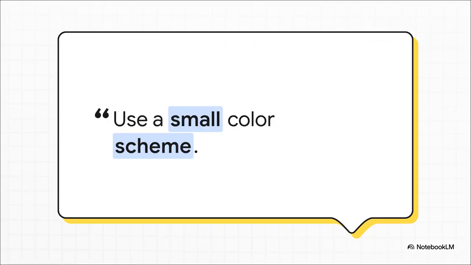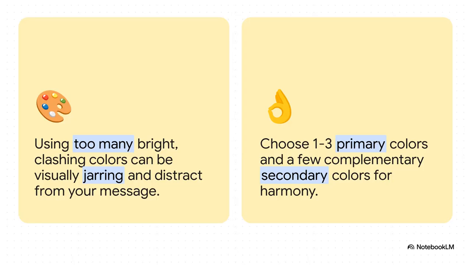Okay, moving on to rule number 2. Use a small color scheme. Just like with fonts, less is absolutely more when it comes to color. If you stick to just 1 to 3 main colors, your design will feel so much more harmonious and pulled together. I mean, just look at the difference here. The design on the left is kind of painful to look at, right? The colors are clashing, it's distracting, but the one on the right feels calm, it feels intentional. It guides your eye where it needs to go instead of just yelling at you.